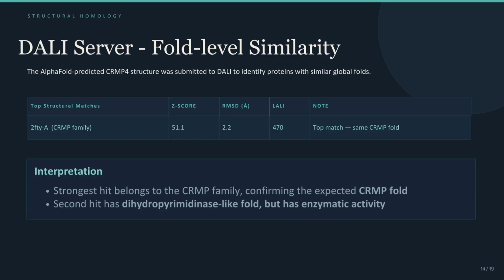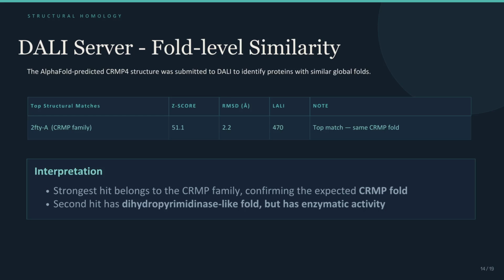Fold level similarity was assessed using the DALI server with the AlphaFold predicted CRMP4 structure. The strongest hit was 2FTY-A, a member of the CRMP family, with a Z-score of 51.1, an RMSD of 2.2 angstroms, and 470 aligned residues. These values indicate a very strong structural similarity and confirm that the predicted model adopts the expected CRMP fold.